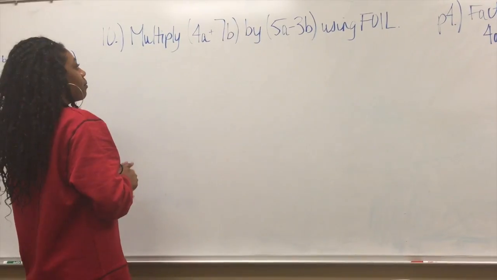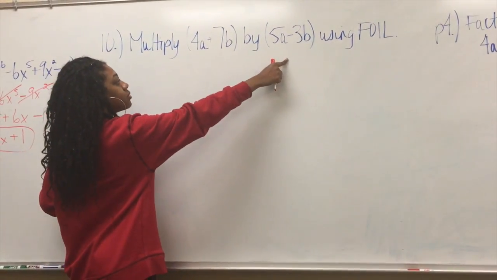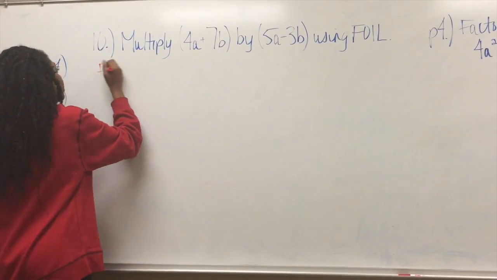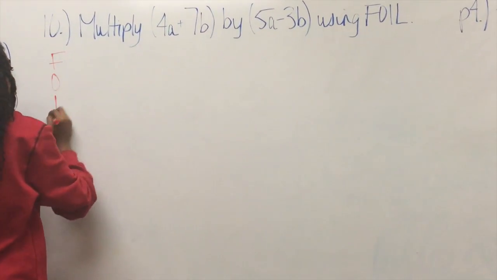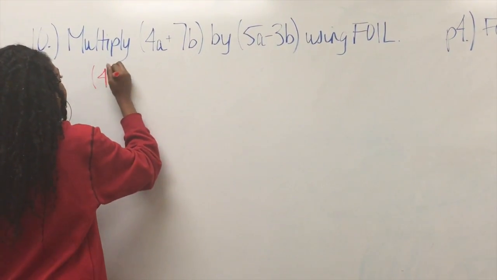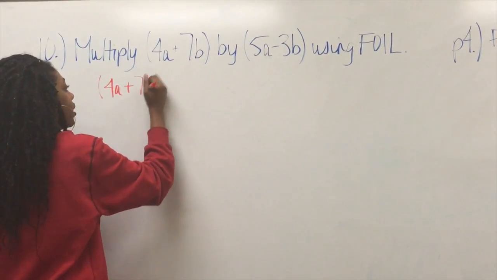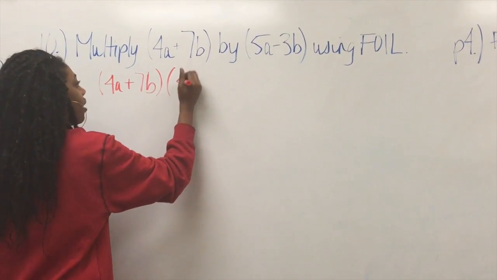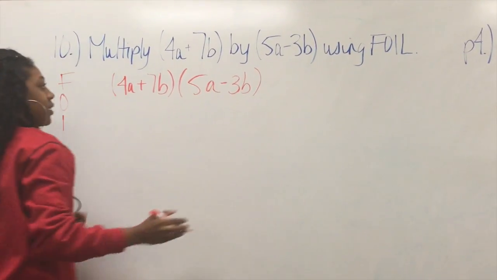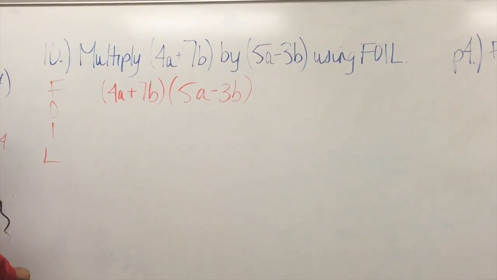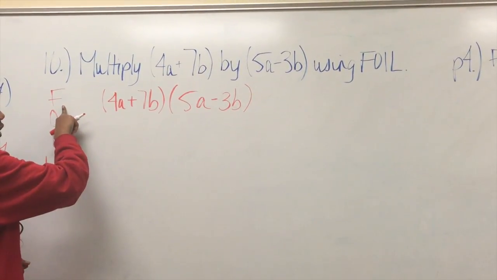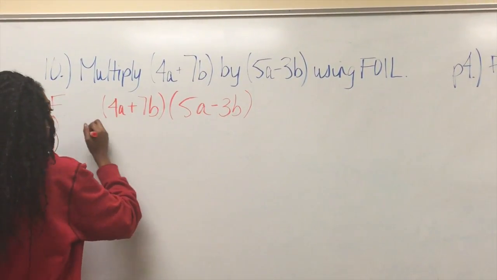So next we're going to be multiplying these two expressions here by using the FOIL method. And the FOIL method is first, outside, inside, last. So I'm just going to write these two out again. 4a plus 7b times 5a minus 3b. And by writing it out again, it makes it easier for me to solve. So first, our first terms are 4a and 5a.